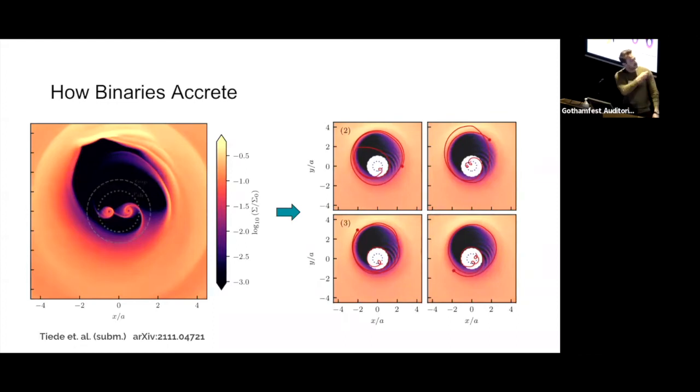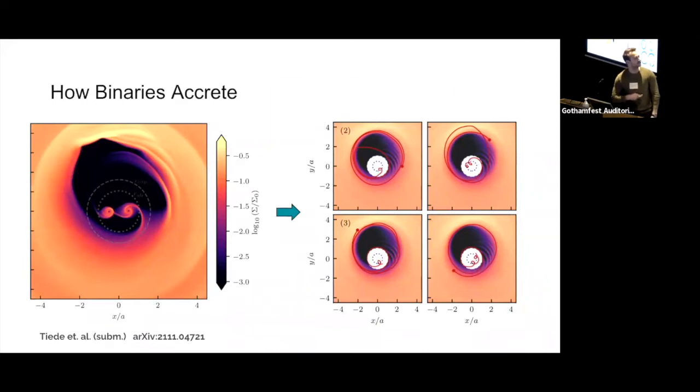But this cavity structure is complicated, and it's very nonlinear. And the actual process of mass transfer from the outer disk and the cavity onto the binary is not well understood. So in order to address this, I added tracer particles into our grid-based code that allow us to actually follow the histories of fluid elements as they move around in the disk.